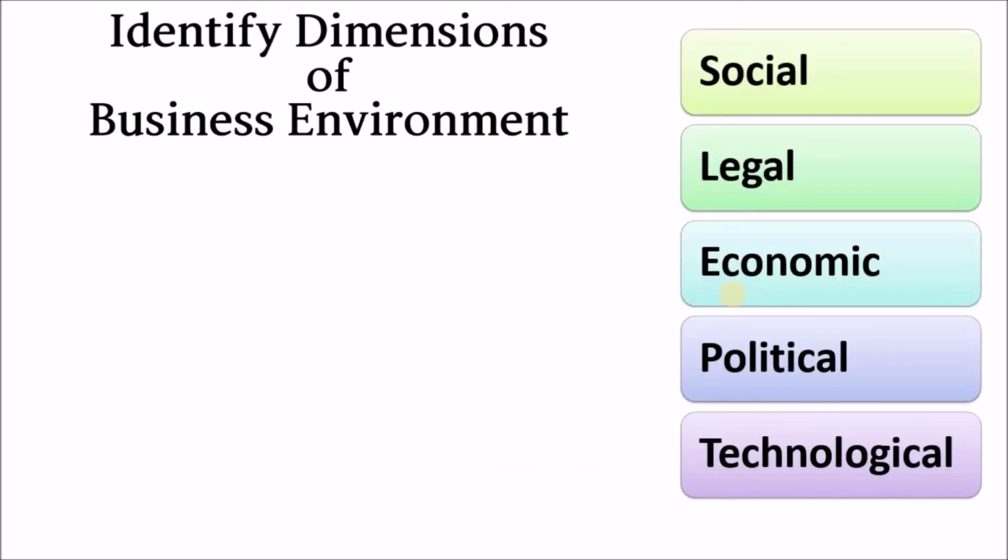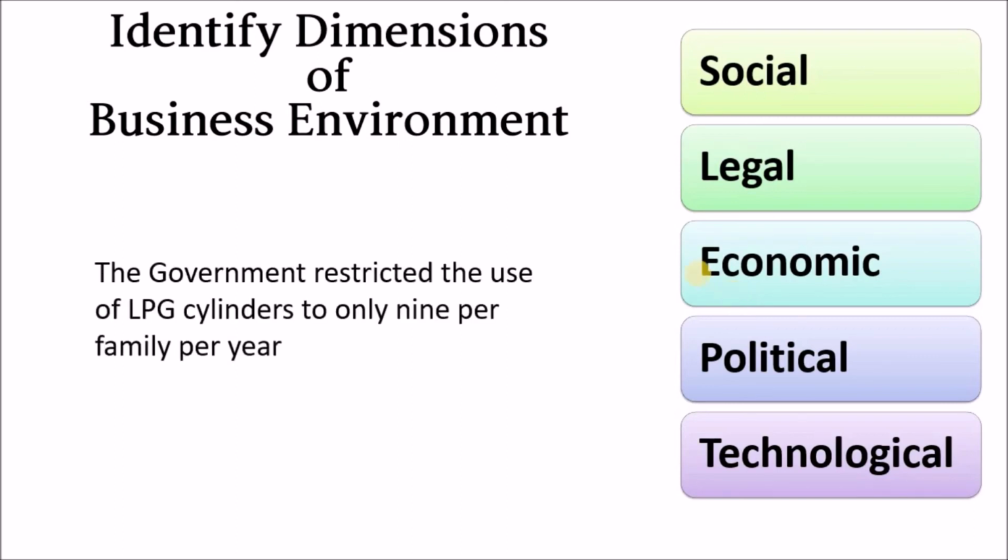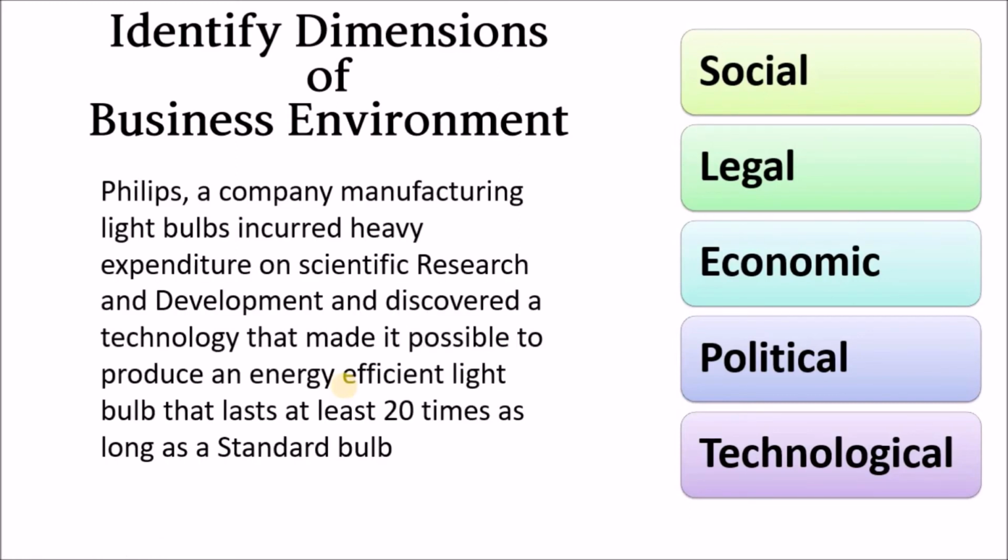So let us revise this. You have to identify the dimension of business environment from the following. The government restricted the use of LPG cylinders to only 9 per family per year. So it is legal environment. Next is Philips, a company manufacturing light bulbs, incurred heavy expenditure on scientific research and development and discovered a technology that made it possible to produce an energy efficient light bulb that lasts at least 20 times as long as a standard bulb.